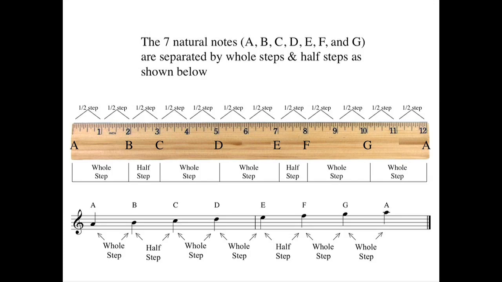And if we take the 7 natural notes, A, B, C, D, E, F, and G, and we lay them out on the ruler, they're going to look like this. There's a half step between B and C. There's a half step between E and F. You'll notice that the other notes all have a whole step separating them.